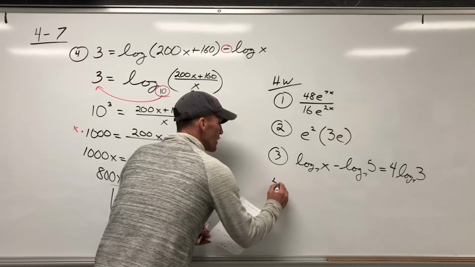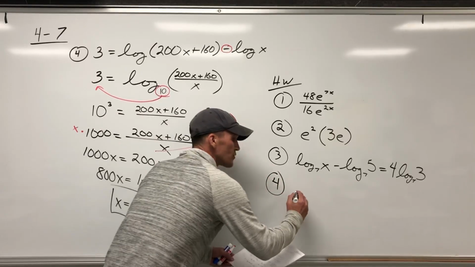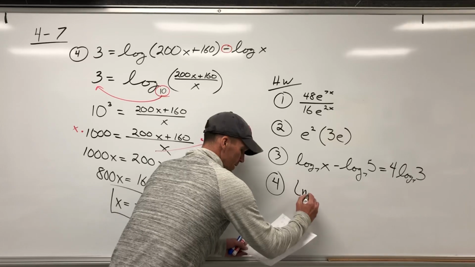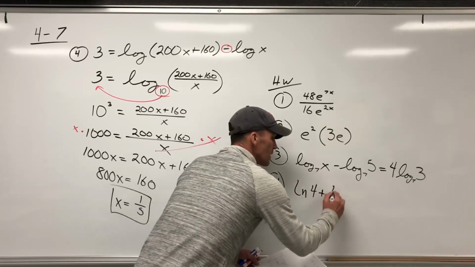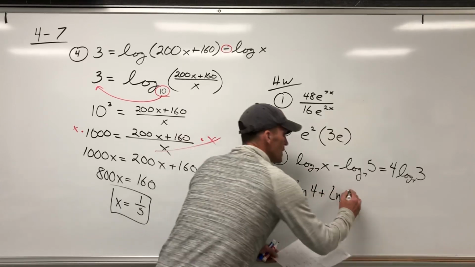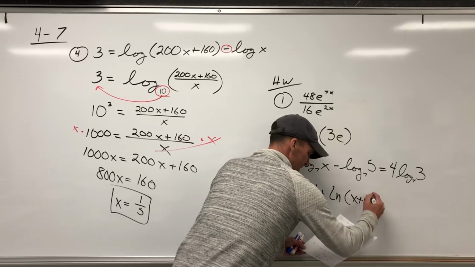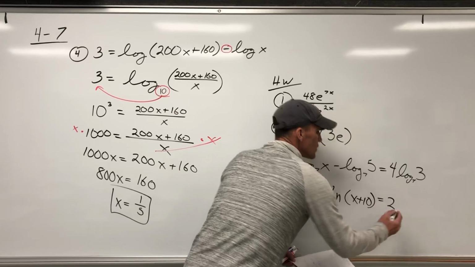And then number 4, you're going to have the natural log. So that's ln of 4 plus the natural log, that's ln of x plus 10, is equal to 2.